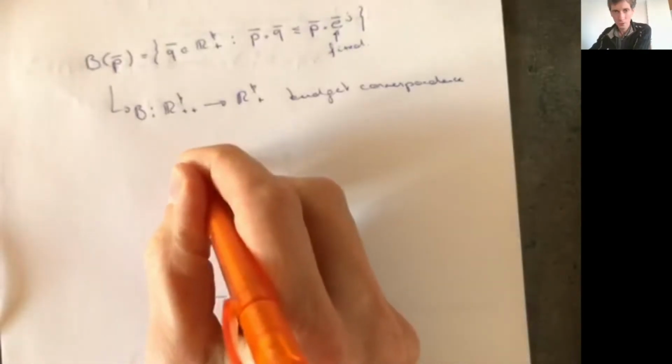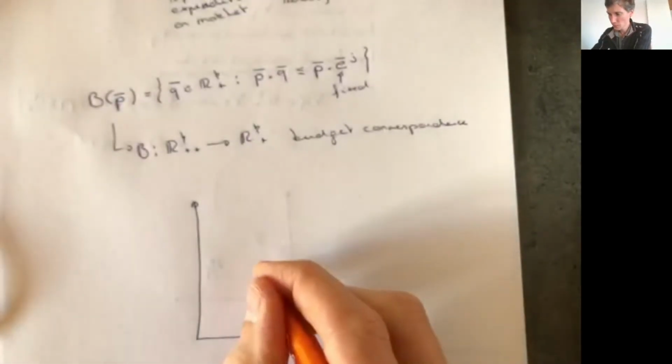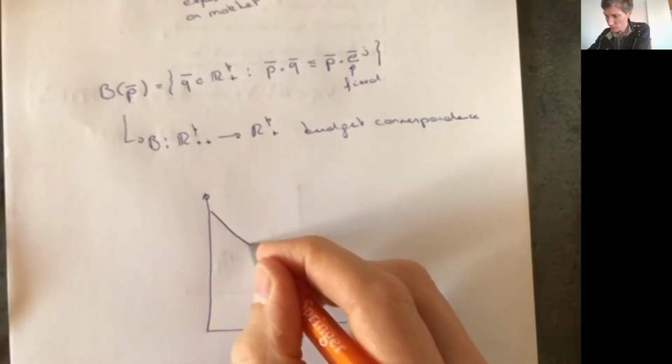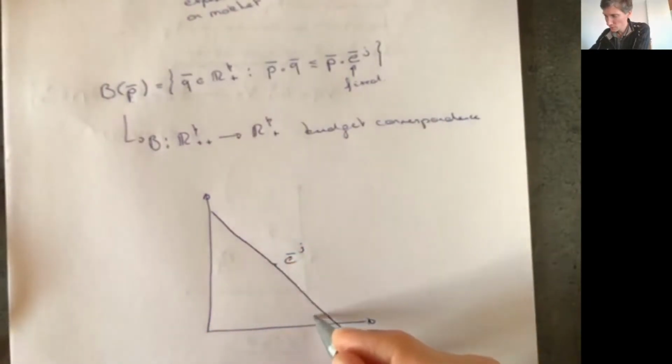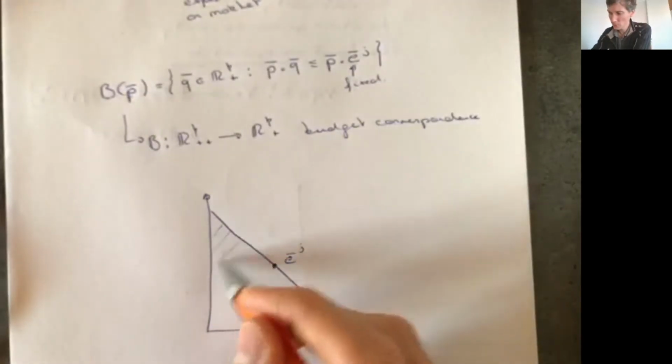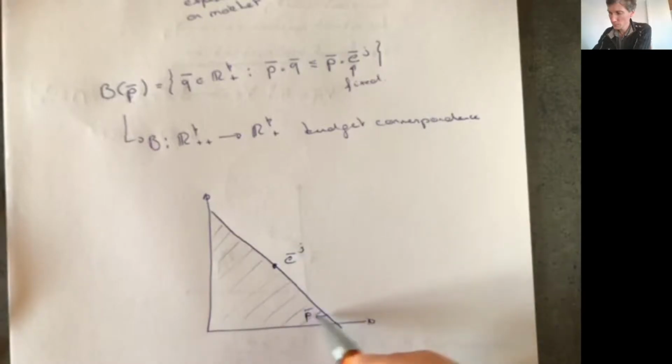So if I draw the picture in 2D, we have our endowment, that's some vector in the space, and then you have a price, right? So if I draw the line with slope P through this vector here, then this will be my budget.